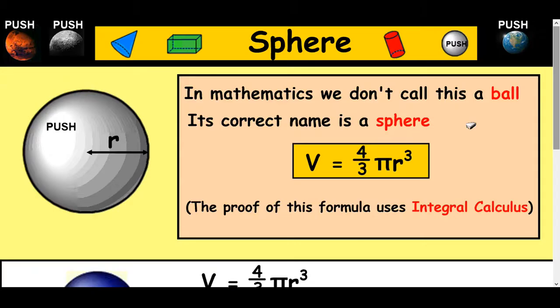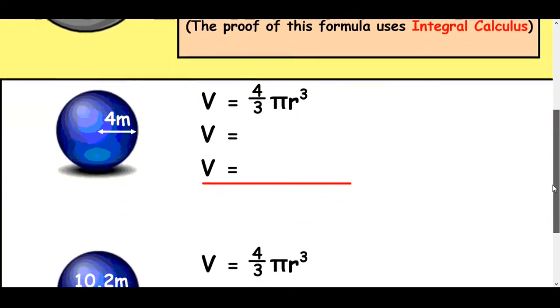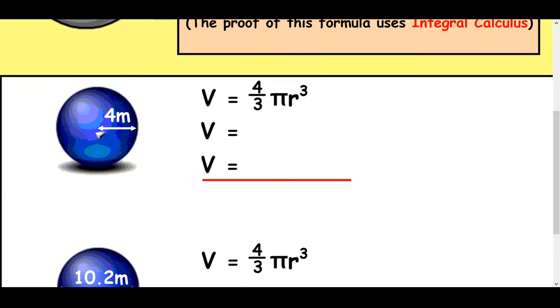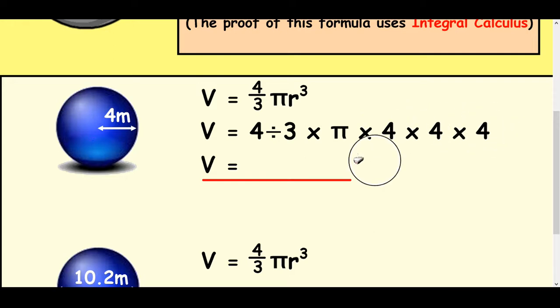Okay, so let's look at how you actually use it and some examples. So I've got a sphere, the radius is 4, the radius is from the centre to the outside. We need to type this into a calculator, so instead of doing 4 over 3, it's easy just to do 4 divided by 3 in the calculator. Use the pi button or 3.14, both are allowed in the exam. Make sure you're cubing the 4 though, it's 4 times 4 times 4, or use the cube button in your calculator, but you should get 267.95 metres cubed.